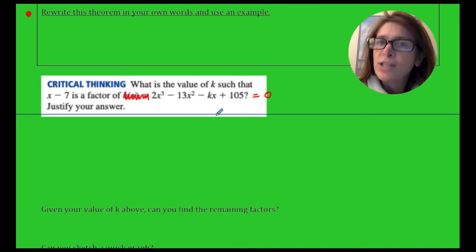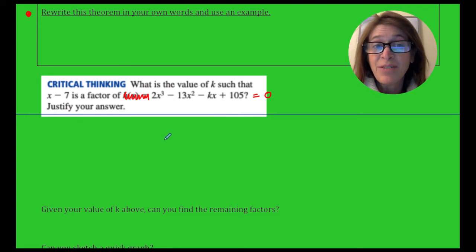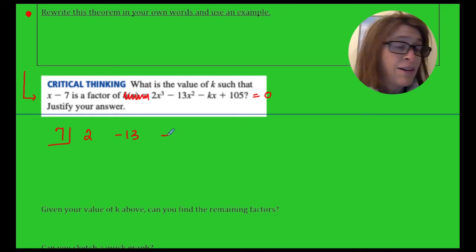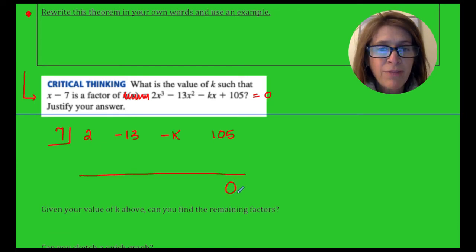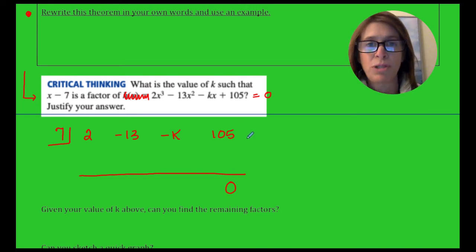So first, again, we're always going to try to factor it, but in this case, it's not factorable. So I'm going to try synthetic division. I can use synthetic division over long division because that is a linear factor that we're trying to work with. So we know that if it's a factor, then the zero would be 7, okay? Our coefficients would be 2, negative 13, negative k, and 105. And when we do the synthetic division, we want to get a remainder of 0. That would mean that x minus 7 is a factor and that 7 is a root.